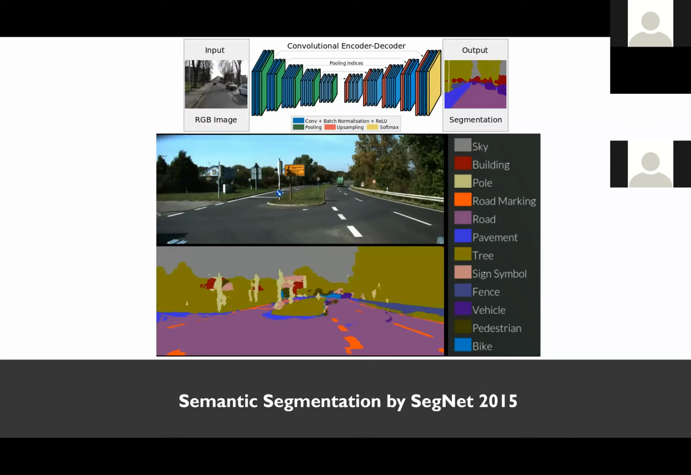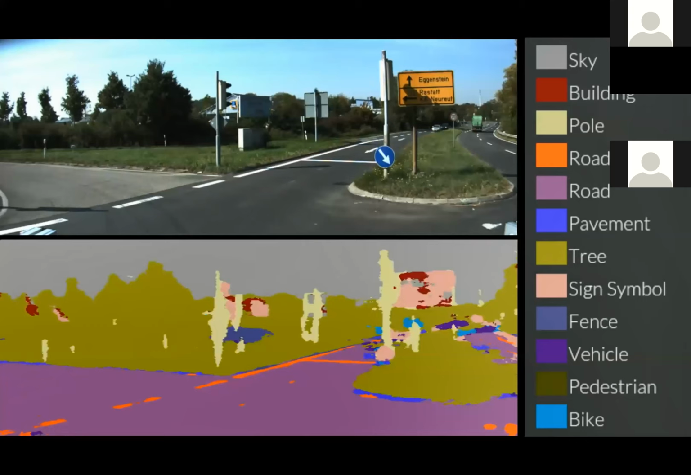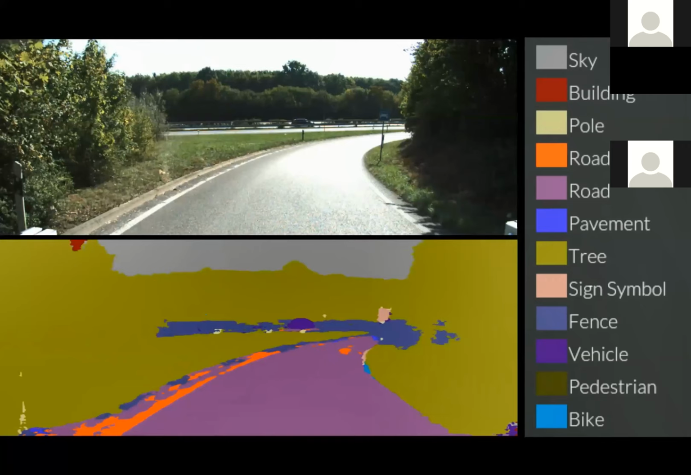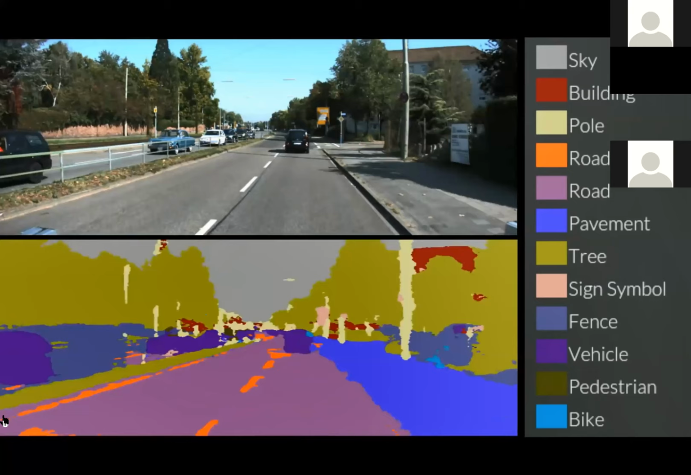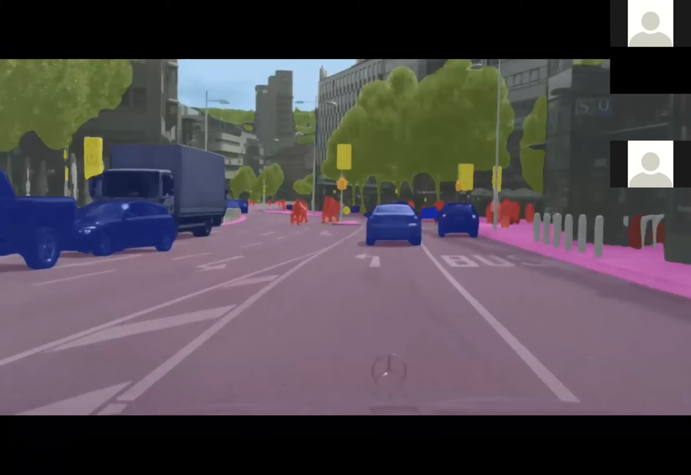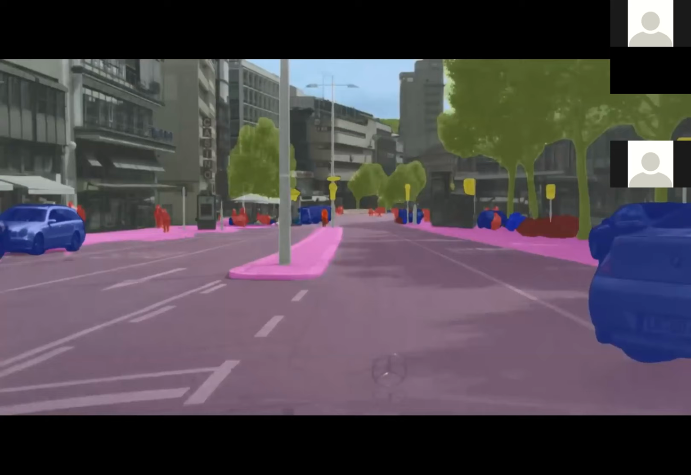You can also see some of the change in semantic segmentation from 2015 to 2017. This is semantic segmentation from the image to pixel-level labels. You can see that there are some good predictions for the road and the tree and so on, but the quality is not really great in 2015. If you go to the video made by SenseTime and the Chinese University of Hong Kong, the Pyramid Scene Parsing Network in 2017, performance improved a lot. You can see significant improvement in predicting the pixel-level labels of the scene around the car.